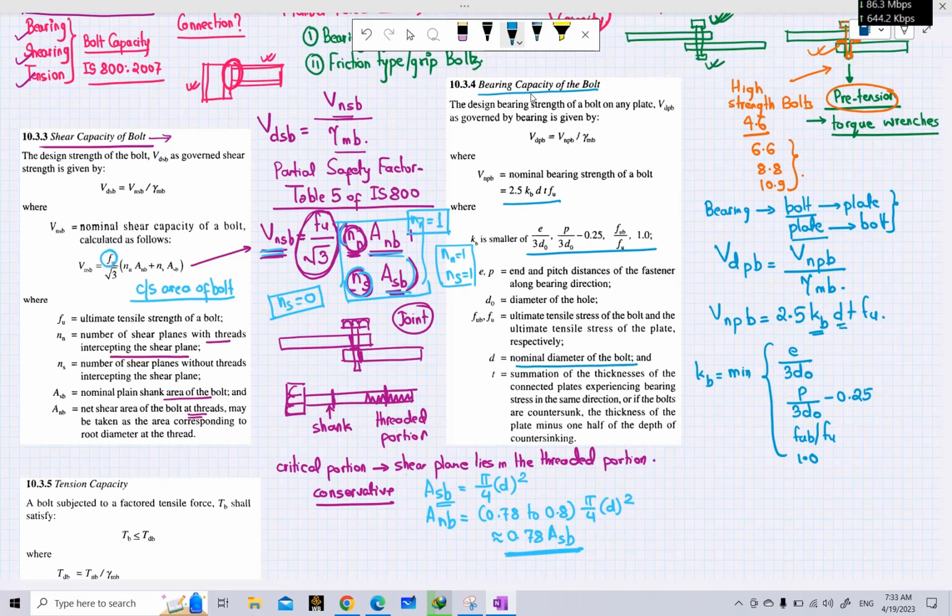Remember and don't be confused. d represents the nominal diameter of the bolt, but this d naught represents the diameter of the hole for that bolt. For fu, you have to take the smaller value of either fu for bolts or fu for plates. Whichever is smaller, the ultimate tensile stress of either the bolt or the plates, you have to take the smaller value of fu here. Now t is the summation of the thickness of the connected plates experiencing bearing stress in the same direction.